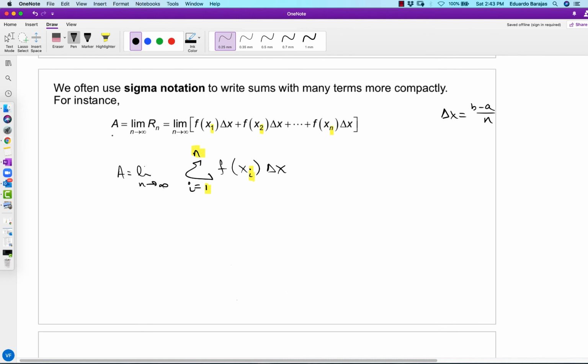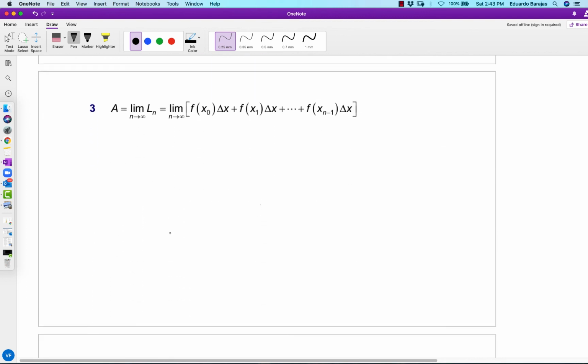So this is area as determined by using the right end rule. So for every single rectangle, we determine the height using the rightmost point within the base of that rectangle. Likewise, we can do the same thing with the left end rule. So A equals the limit as n goes to infinity of L sub n. So there are n rectangles using the left rule. The height of each rectangle is determined by using the leftmost point in the base of that rectangle.